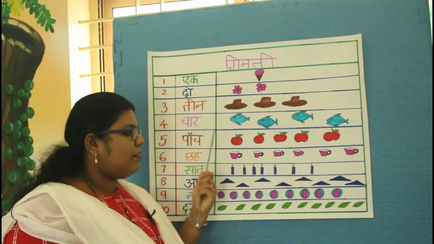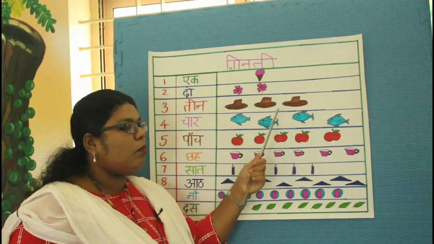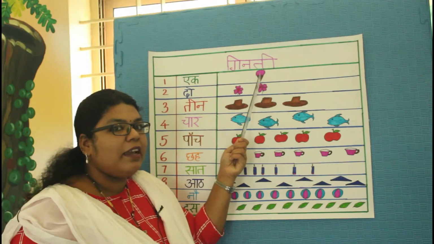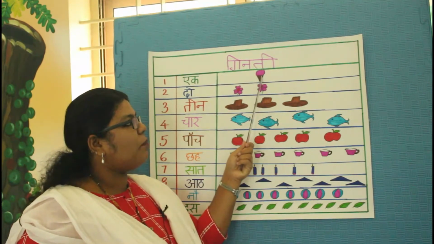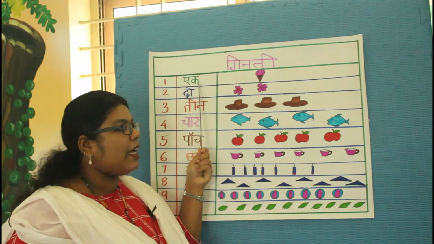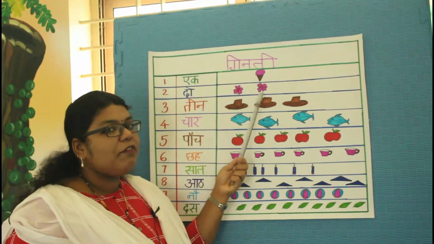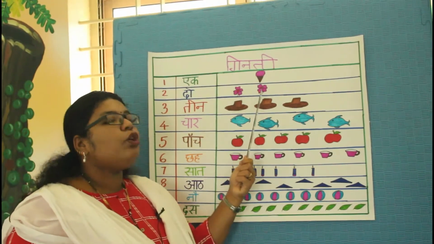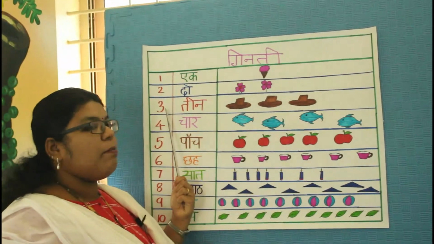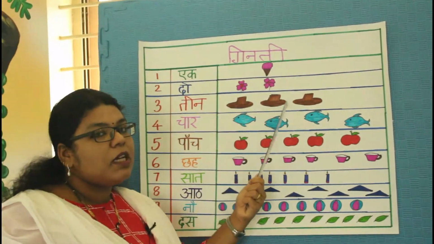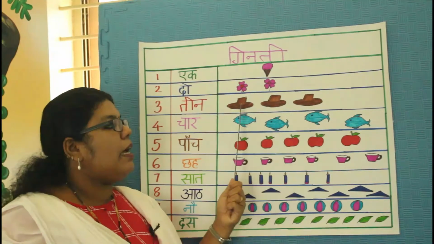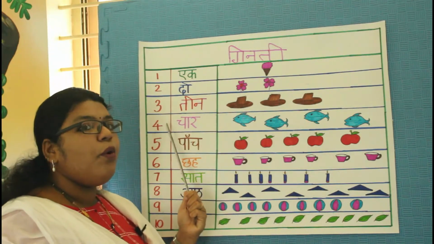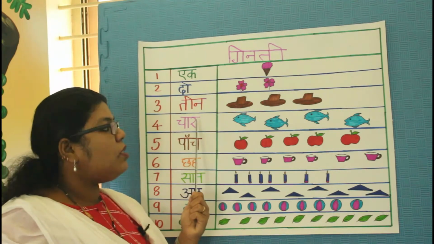Ma'am has written the numbers over here and drawn few objects over here. Let's count it. How many ice cream cones are there? Ek means 1. Ek. Do. How many flowers? 1 2. Do. Ek. Do. And number 3. How many caps are there? There are 3 caps. 1 2 3. Now number 4. 4 means 4.